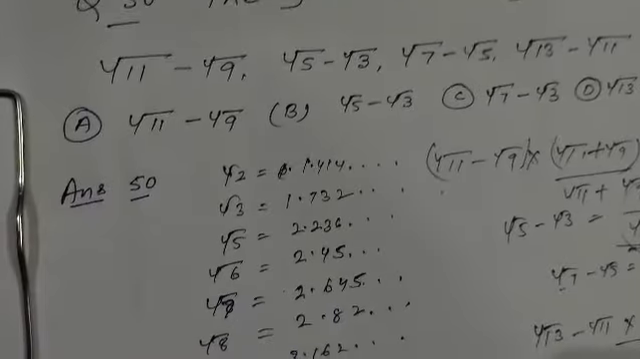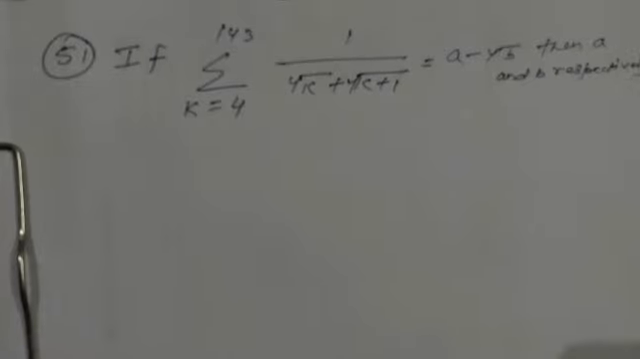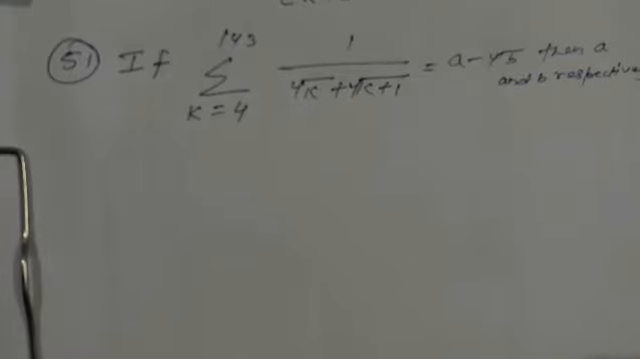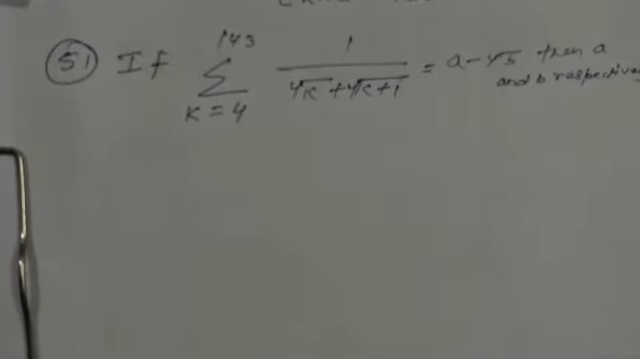Now we proceed to question number 51. If k equals 4, and this sign you are seeing, most of the students are seeing for the very first time, this is a summation sign, and summation from k equals 4 up to 143 of 1 upon root k plus root k plus 1 equals a minus root b, then a and b are respectively. Clear? We have to find the value of a and b.